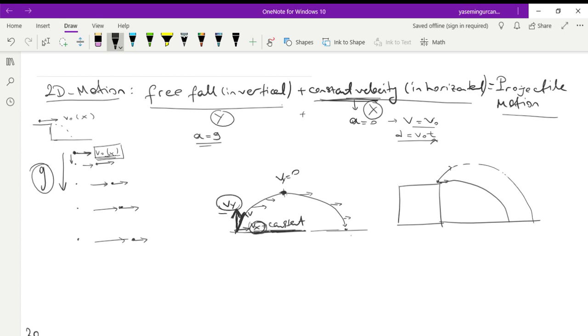And the vertical part of the motion is completely independently doing the free fall motion. So whenever you look at projectile motion questions, you really need to separate these two dimensions in your mind and analyze them accordingly. Again, the horizontal motion is a constant velocity motion, and the vertical motion is free fall. That's how you look at projectile motion.